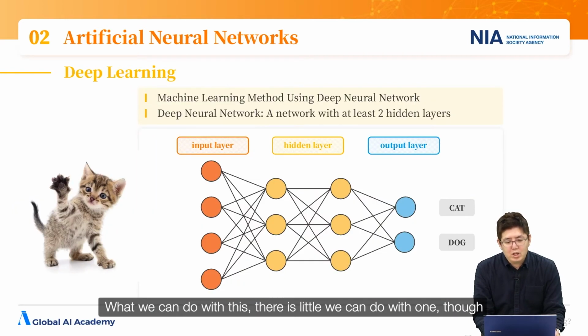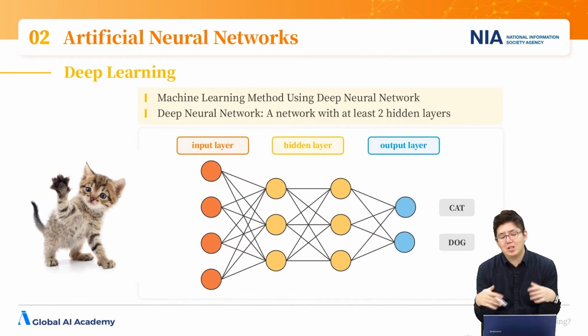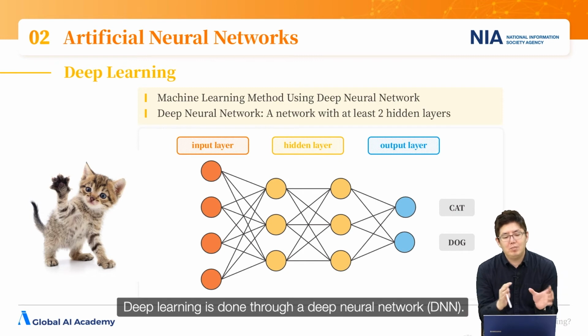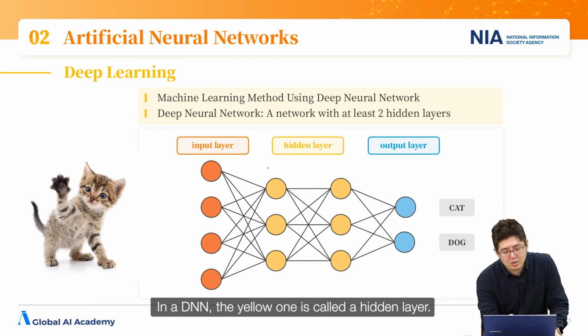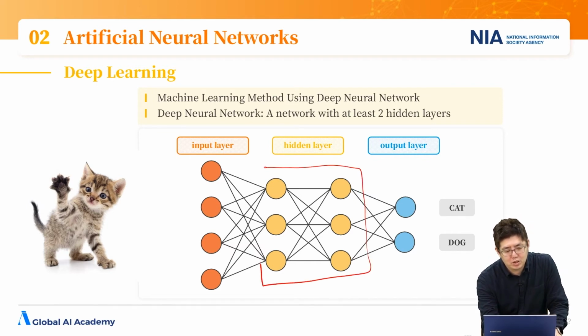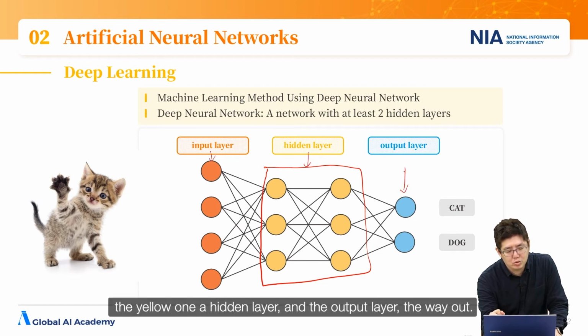What we can do with this: there is little we can do with one, though we can do a lot if we build it deep. Deep learning is done through a deep neural network. In a DNN, the yellow one is called a hidden layer. We have all the names up here. The red one is the input layer, the yellow one the hidden layer, and the output layer is the way out.